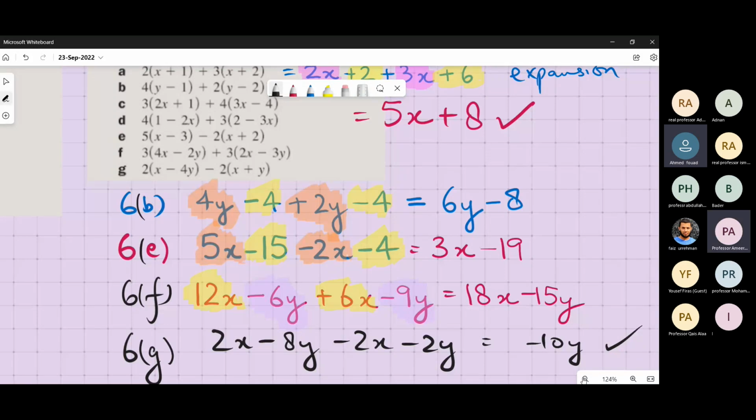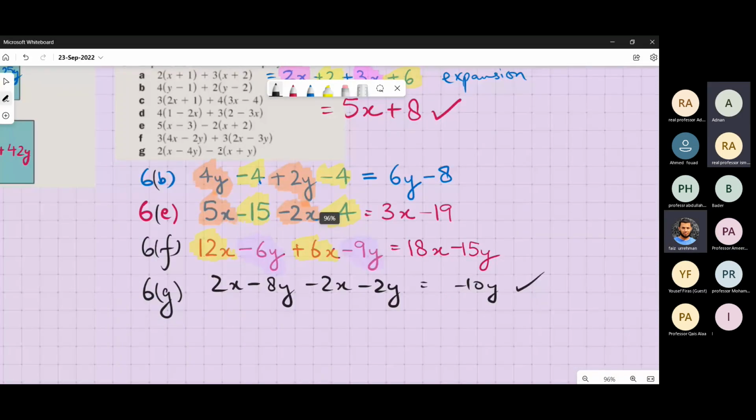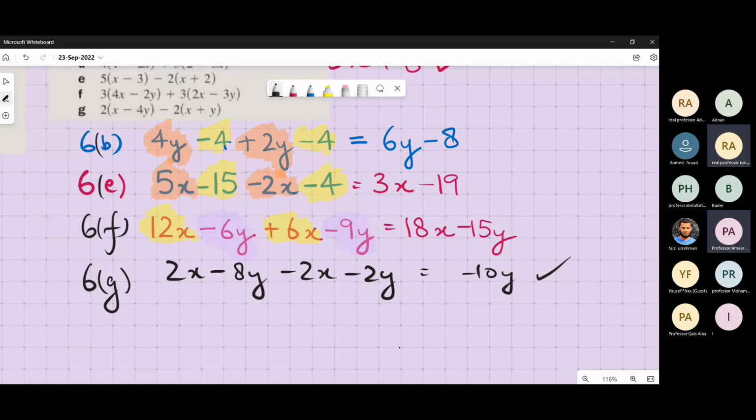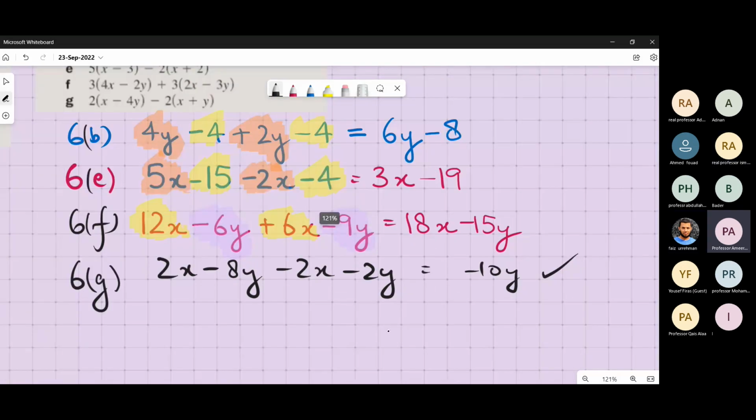No mistake. Yeah, Mister, no mistake. And Ahmed Fawad is my hidden agent, so don't believe him. I think minus 10y, maybe. Teacher, it's 4x minus 6y. No, wait, it's correct. Yeah, sir, it's correct. So that means there is no mistake in my answer? How can a professor of math have a mistake in an answer? No, I can.